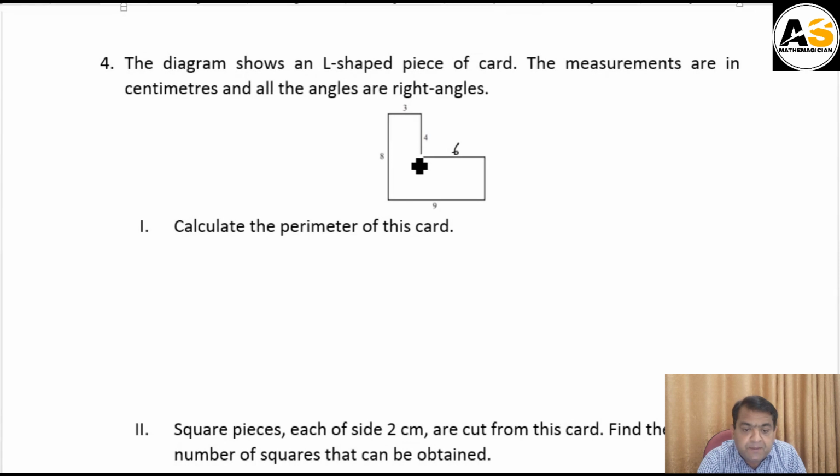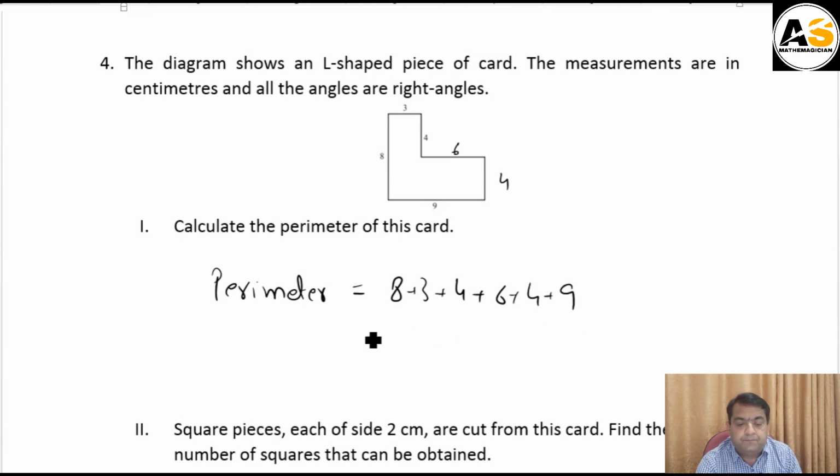6 plus 3, 9. This length is 8. This length is 4. This length will also be 4. 4 plus 4, it will be 8. So perimeter of the shape will be given by 8 plus 3 plus 4 plus 6 plus 4 plus 9. I hope this is clear.